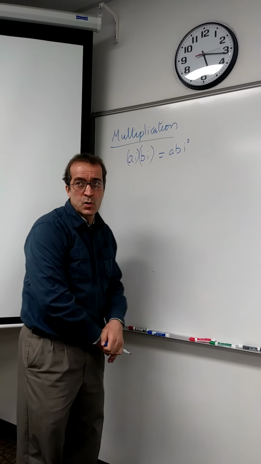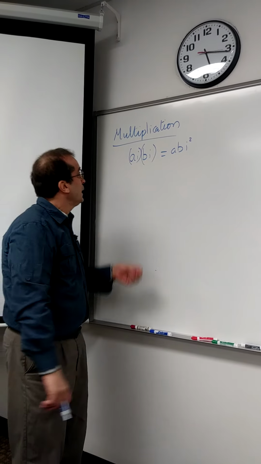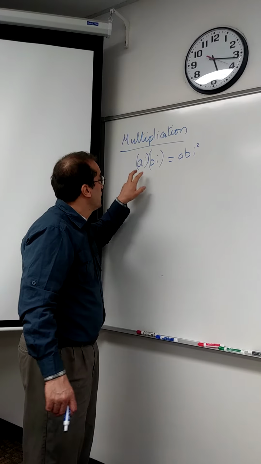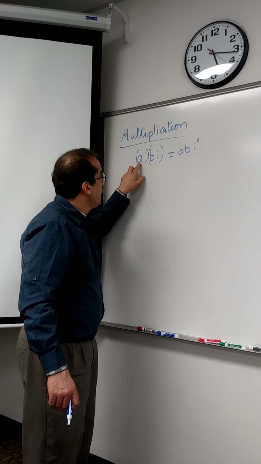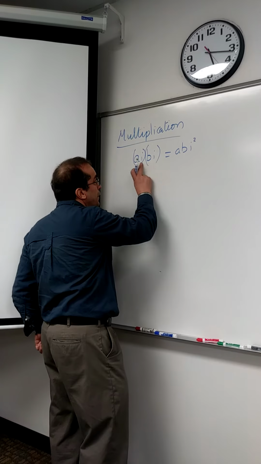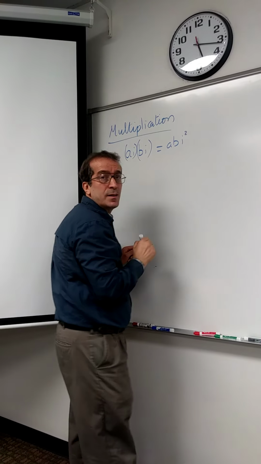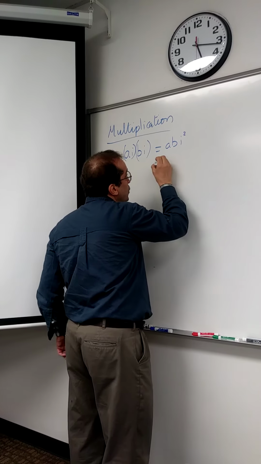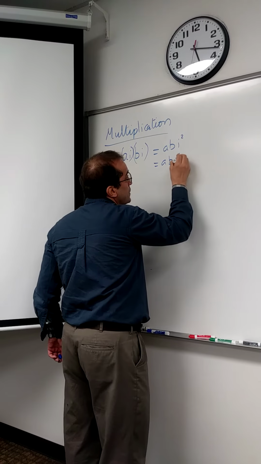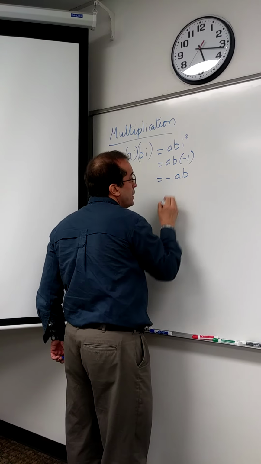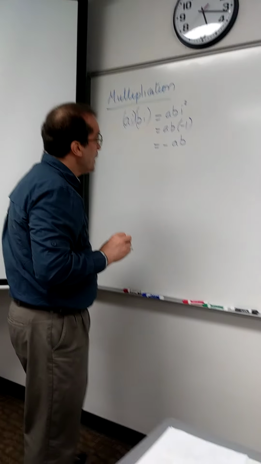Multiplication of complex numbers. When you multiply complex numbers like ai and bi, you multiply a times b and then i times i. But i times i is i squared, and i squared is equal to minus 1. So this is equal to ab times negative 1, which ends up being minus ab. That's how you multiply them.